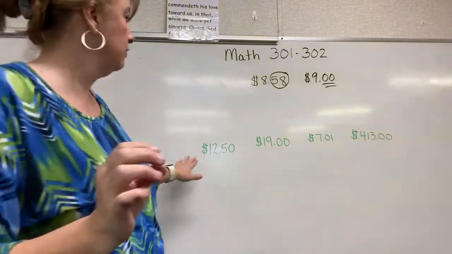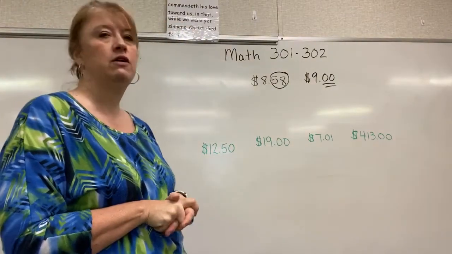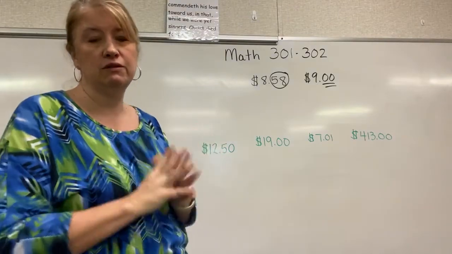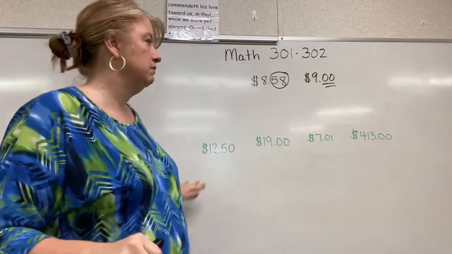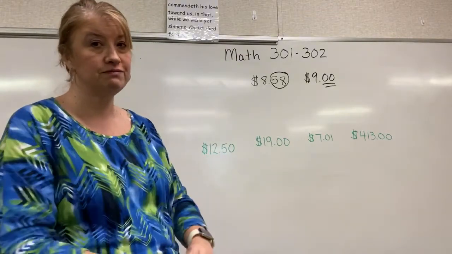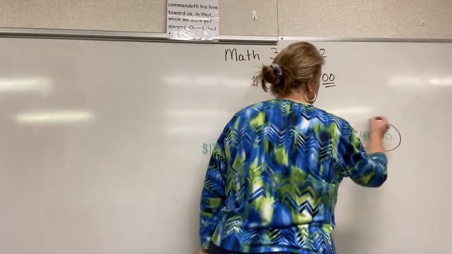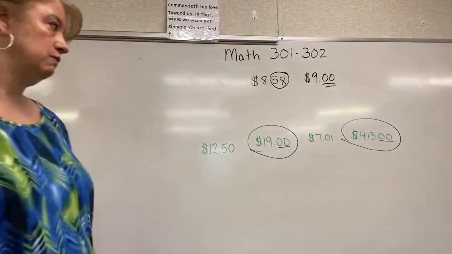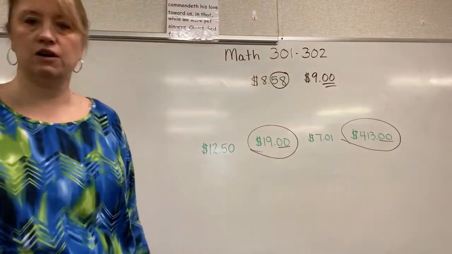Now let's look at the green. We're going to circle the numbers that are rounded numbers, that are rounded money. So look at it. Decide which 2 you think I'm going to circle. It will be this one and this one because the cents is 0. This has 50, this has 01, so it is not a rounded number.